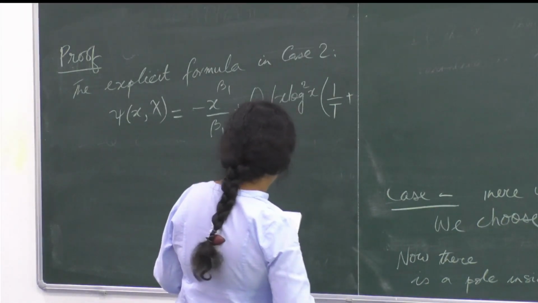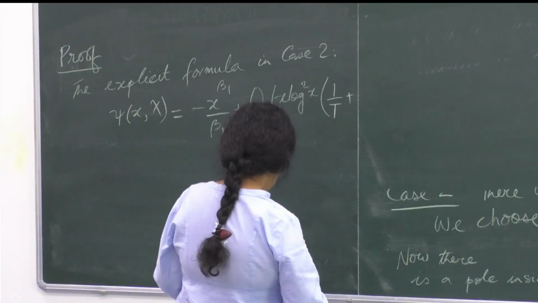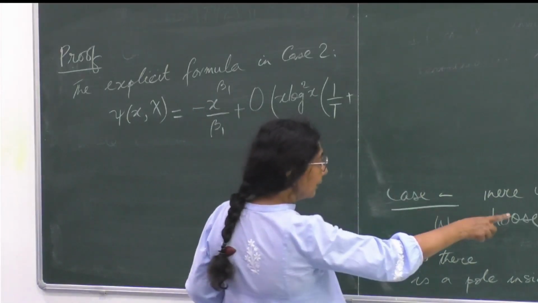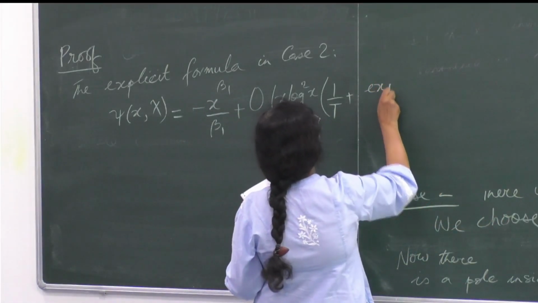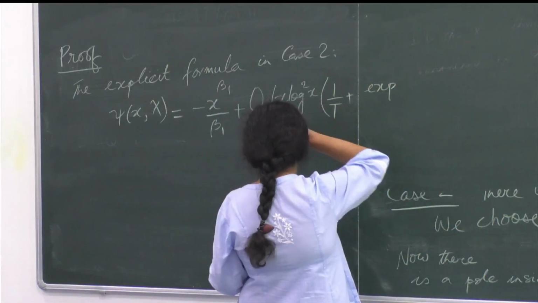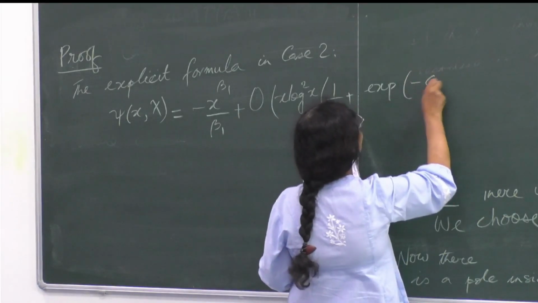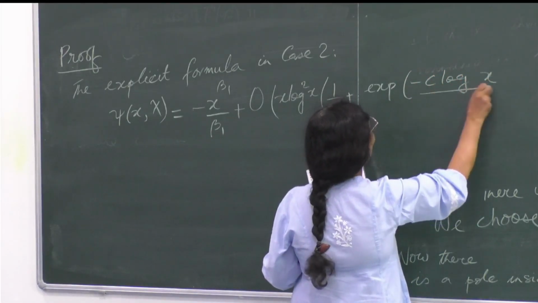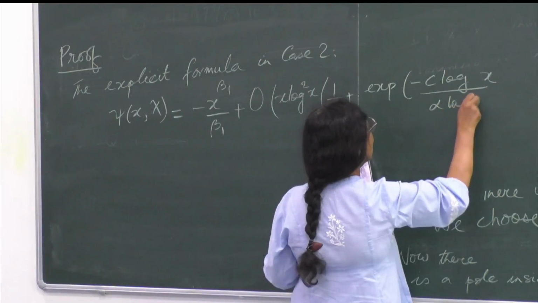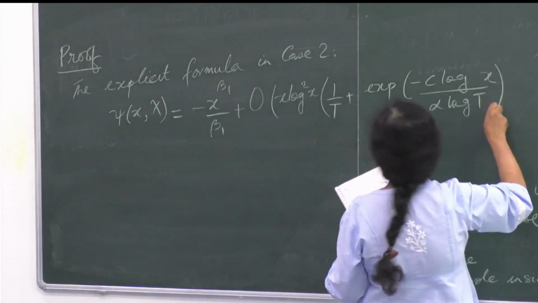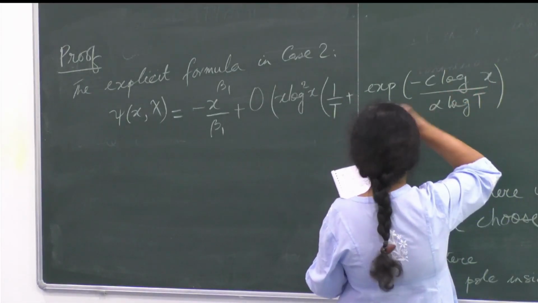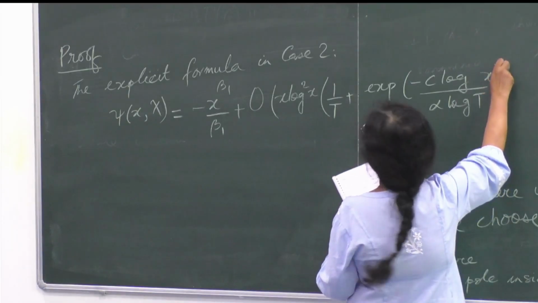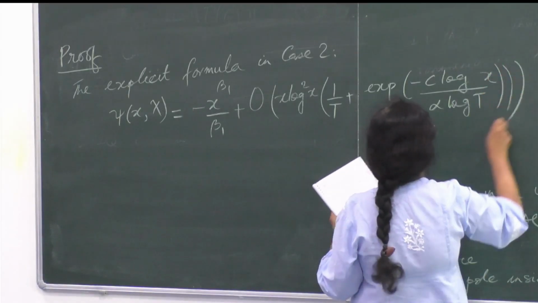1 by t plus, like before, the exponential of minus c log x alpha log t. Do I have the good number of brackets? 2, 3. Okay.